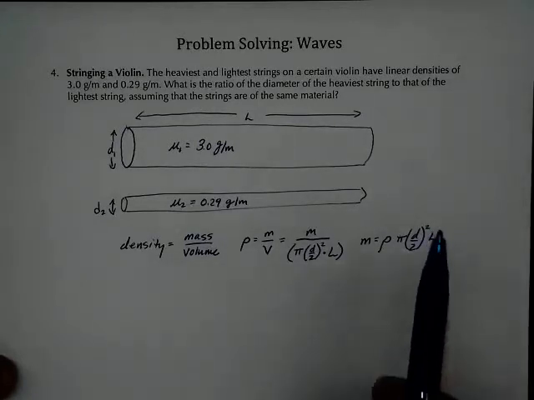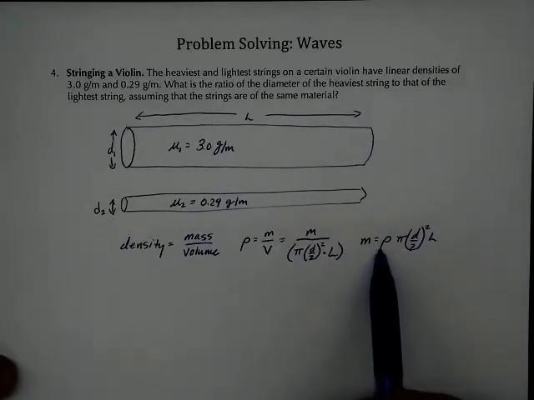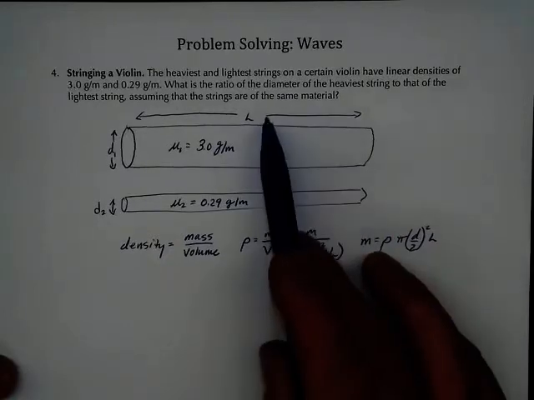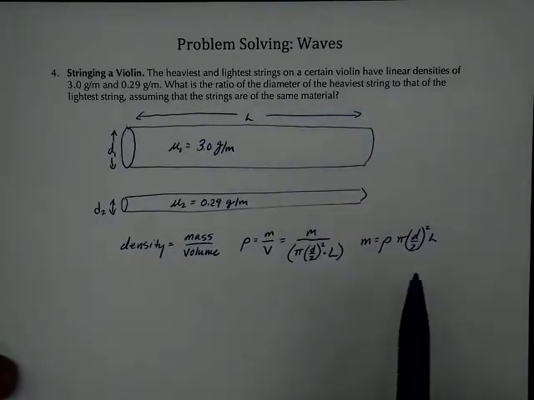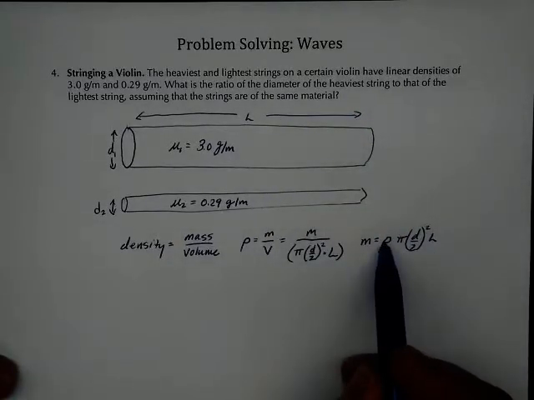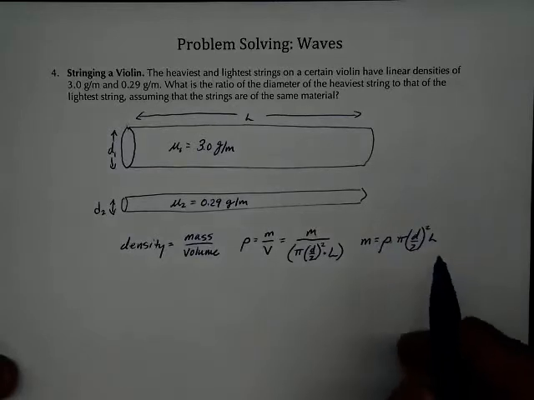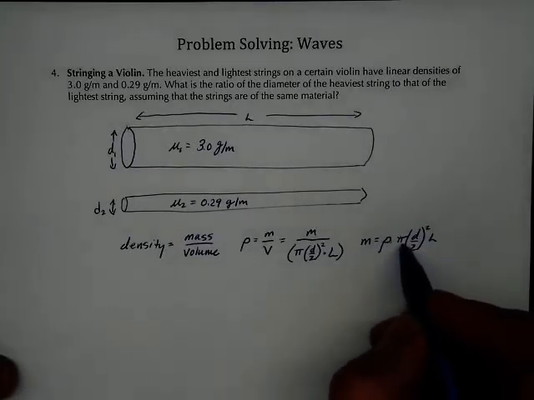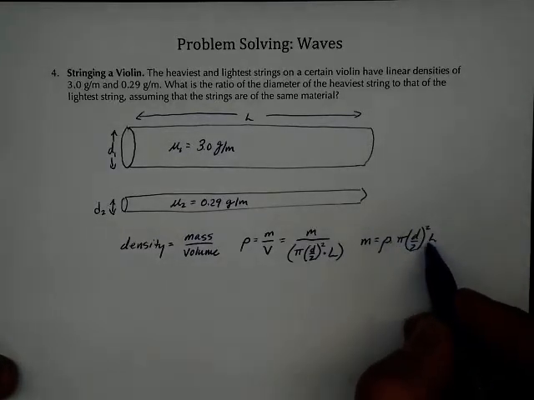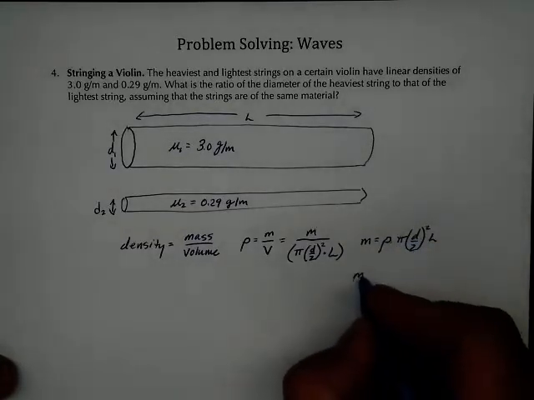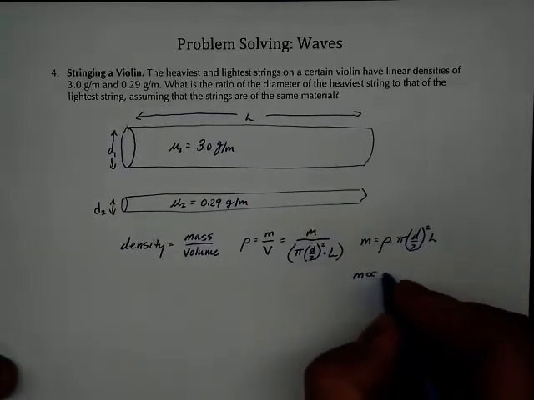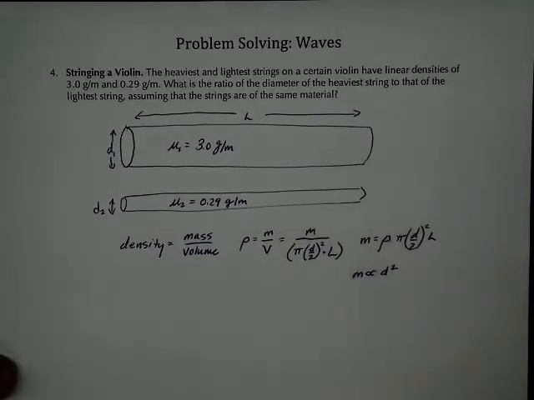Well, if you think about these, both these strings are going to have the same mass density because they're made of the same material. They don't have the same linear density, but they have the same overall density of the material. If they're both steel, steel has a fixed density. Well, I guess depending on the composition of steel. But if they're the same composition, pi is a constant, 2 is a constant, and they have the same length. So from this, we can really say that the mass is proportional to the square of the diameter.